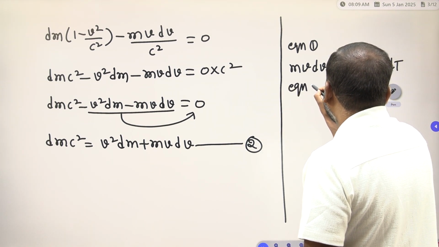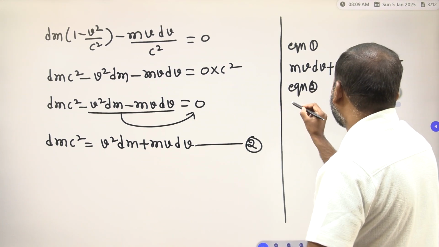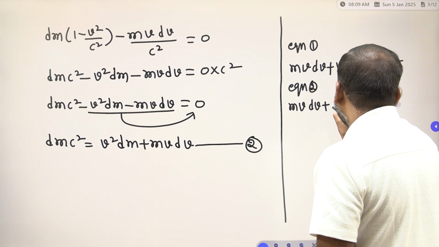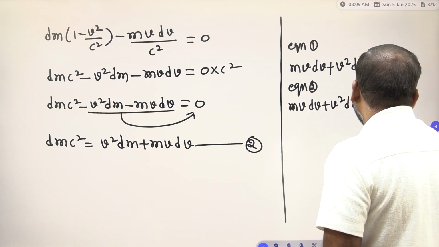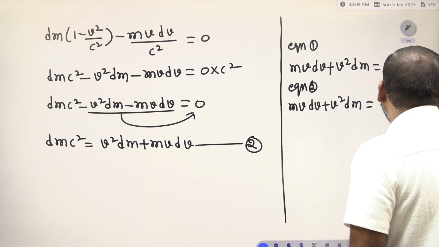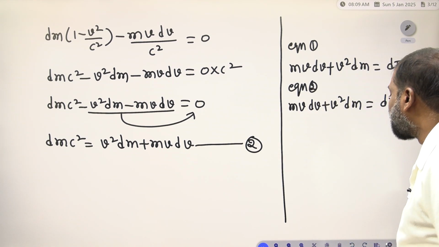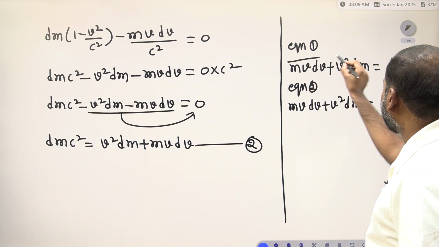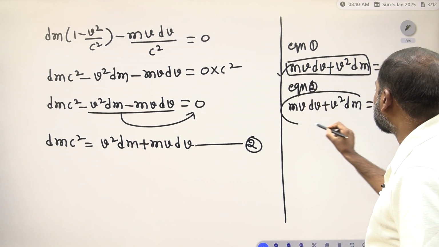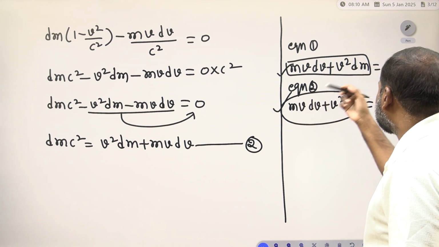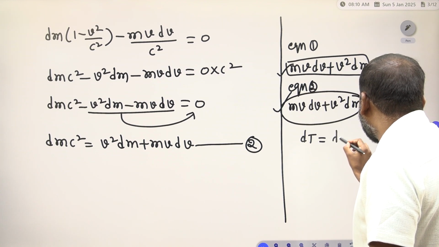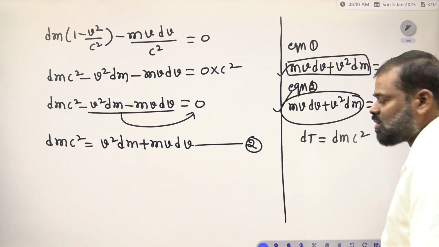What is our equation number 2? Equation number 2 is m into v into dv plus v square into dm is equal to dm into c square. Now observe equation number 1 and equation number 2: the left hand sides are equal. That's why we equate the right hand sides. dT is equal to dm into c square.